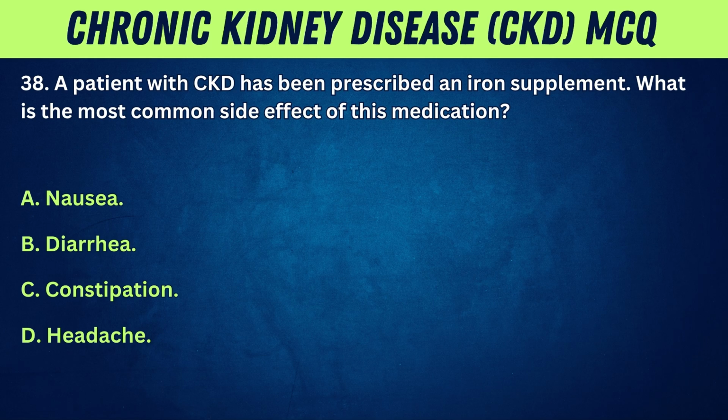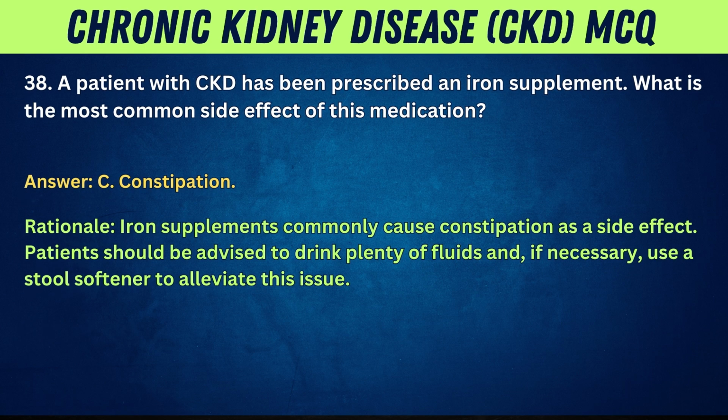38. A patient with CKD has been prescribed an iron supplement. What is the most common side effect of this medication? A. Nausea. B. Diarrhea. C. Constipation. D. Headache. Answer: C. Constipation. Rationale: iron supplements commonly cause constipation as a side effect. Patients should be advised to drink plenty of fluids and, if necessary, use a stool softener to alleviate this issue.